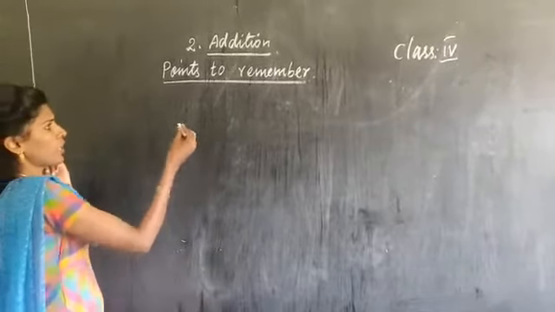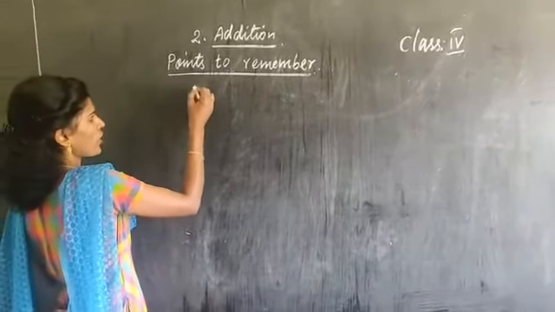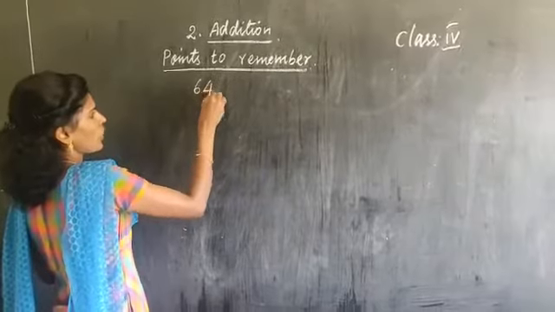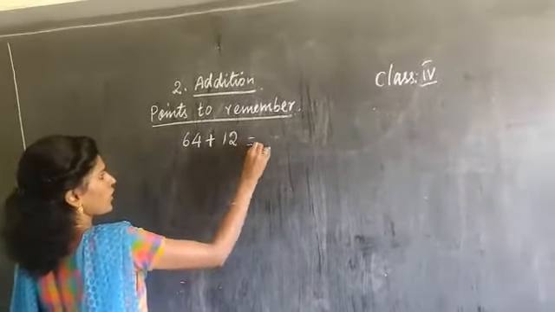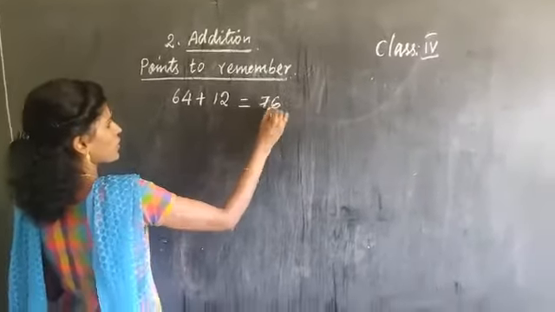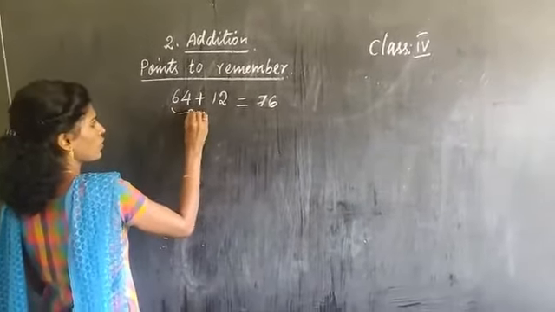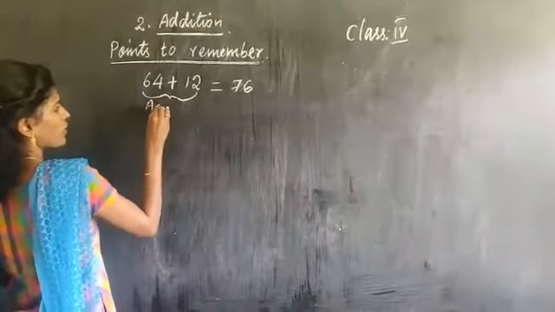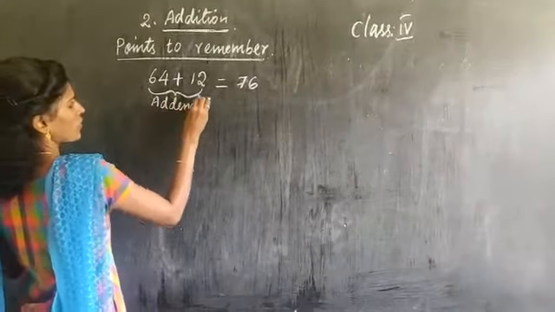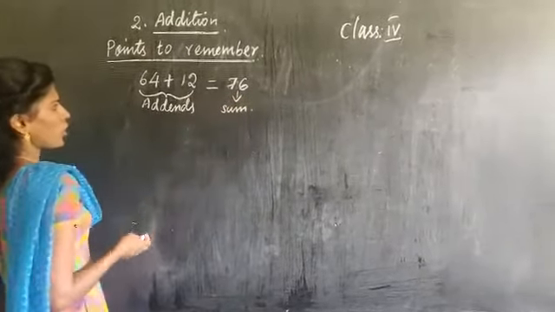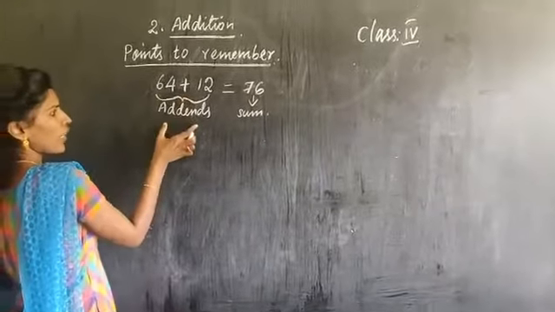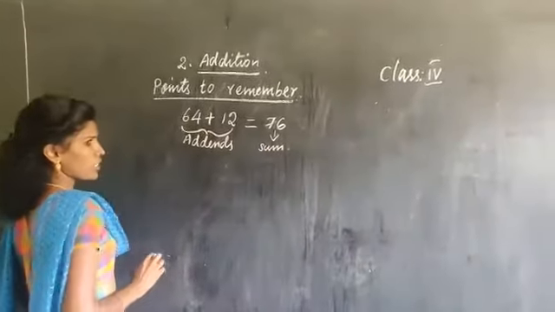So in the beginning I told you, suppose two numbers are there, now 64 plus 12. If you add these two, you get the answer 76. So these two are called addends, and the answer is called the sum. You remember that these two are called addends and the answer is called the sum.